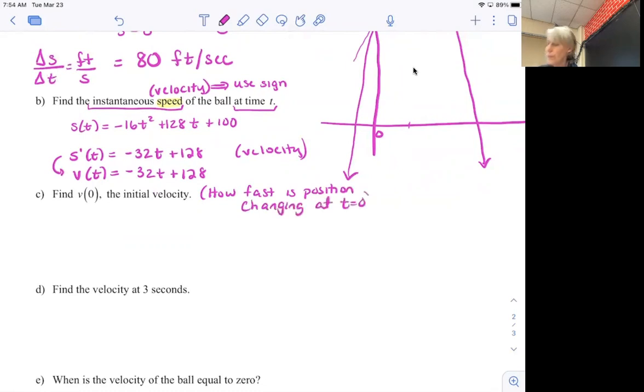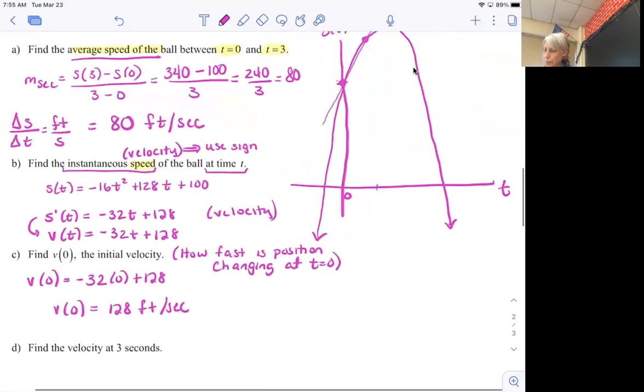At t equals 0, right? That's another way to ask that question. So I'm going to plug 0 into my velocity function. V of 0 is 128 feet per second. Let's go over to our graph for just a moment.